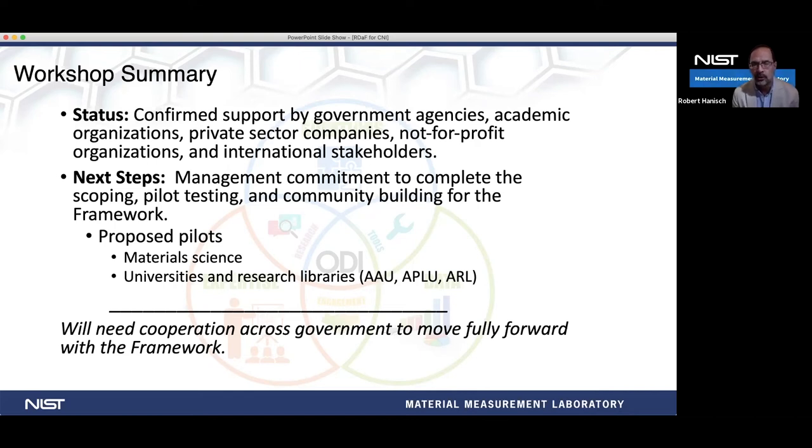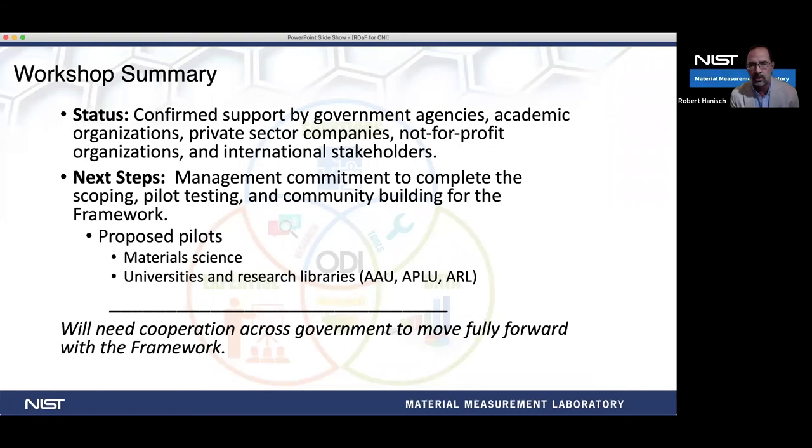One which will focus on a research domain, which is materials science. That's chosen because materials science is a major research area within NIST, and there already have been done a number of scoping efforts to understand the research data landscape within materials science. So we intend to build on those, not to replicate those.